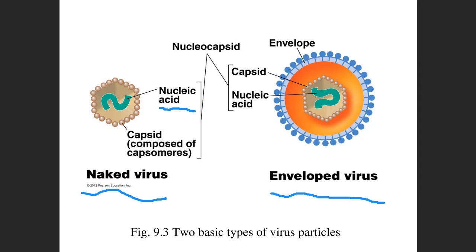And then you have what's called the enveloped virus. The enveloped virus has a little bit more complexity, and it has an envelope, which is a membrane. It's a membrane envelope, right? And this is more common among the eukaryotic viruses, like those of humans or animals.